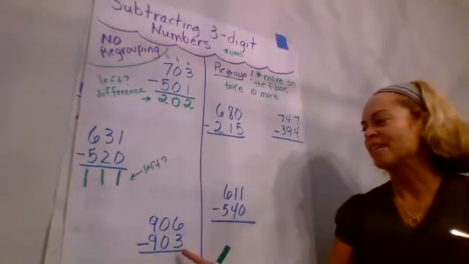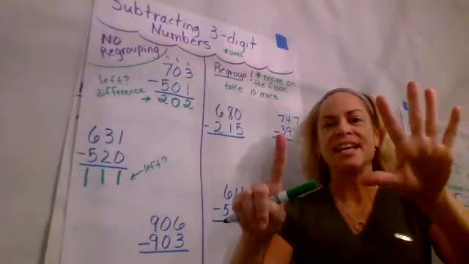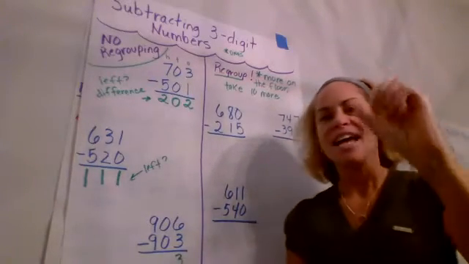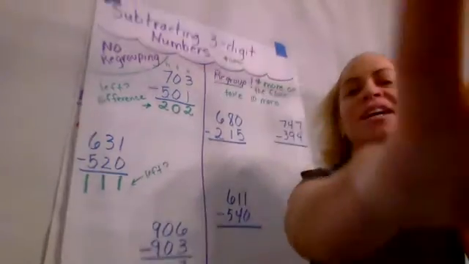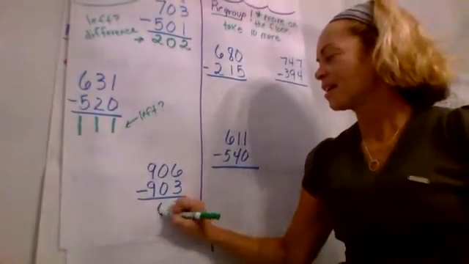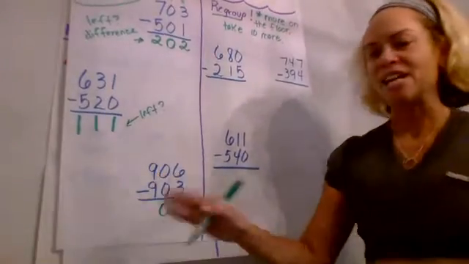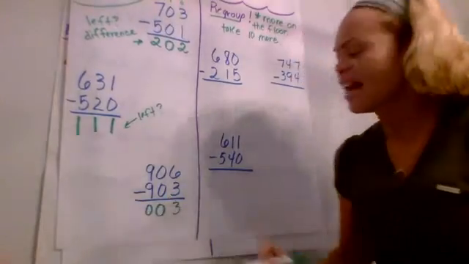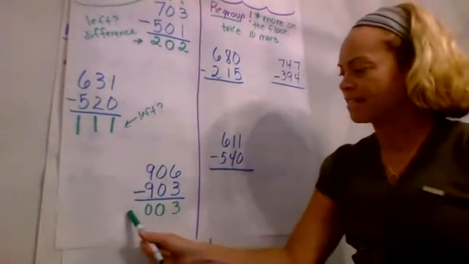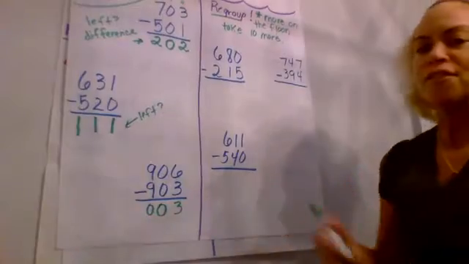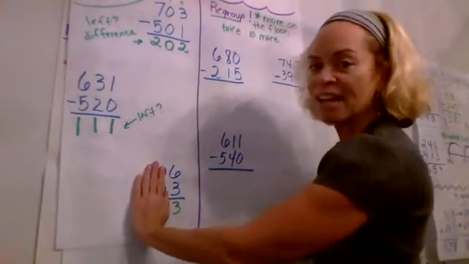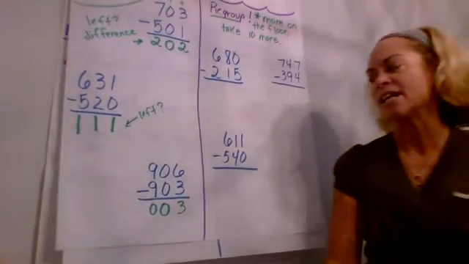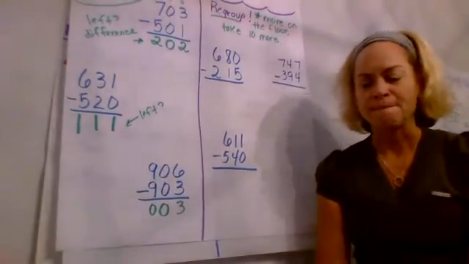6 take away 3 is 3. 0 take away 0 is 0. And 9 take away 9 is 0 as well. This is not 300 because we don't read from right to left. When you have a 0 for the place value, you could just pretend it's not there. And what's our answer? 3. 906 take away 903 is 3.